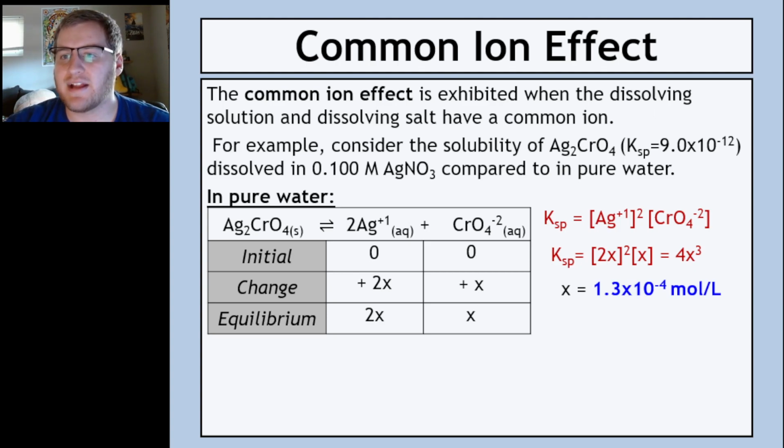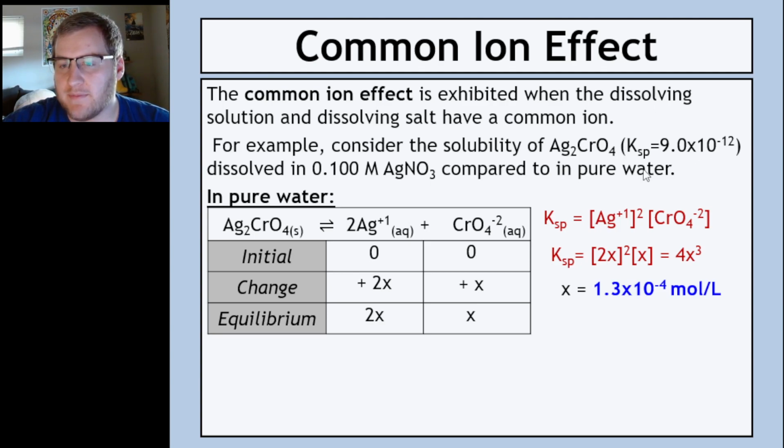The common ion effect is exhibited when the dissolving solution and dissolving salt have a common ion. We talked about the common ion effect a little bit in the last unit with buffers, but we're just going to mention it a little bit more. Let's talk about how you dissolve some salts in a couple different solutions. Let's consider the solubility of this salt, silver chromate.